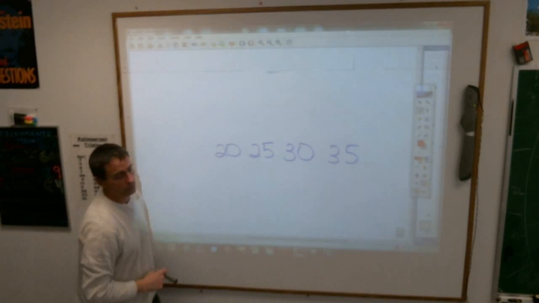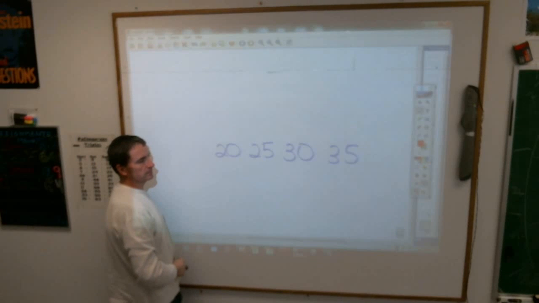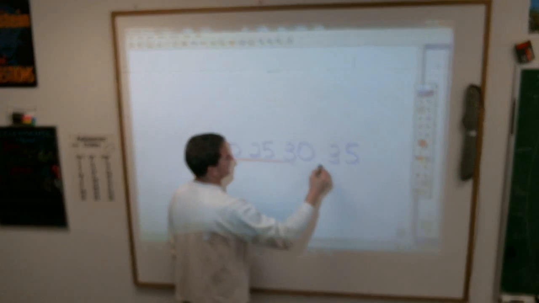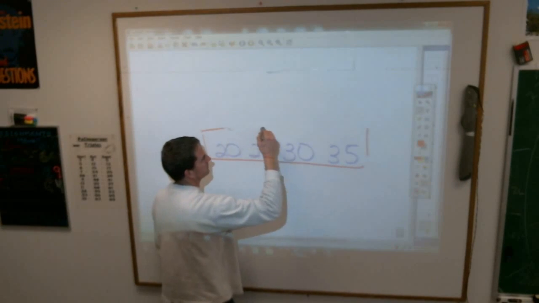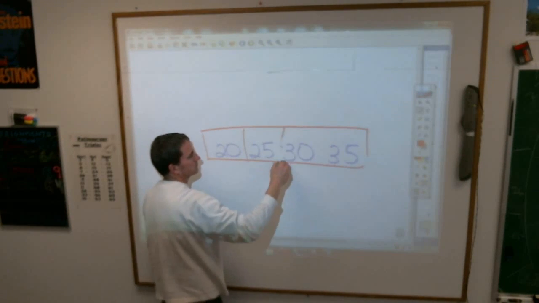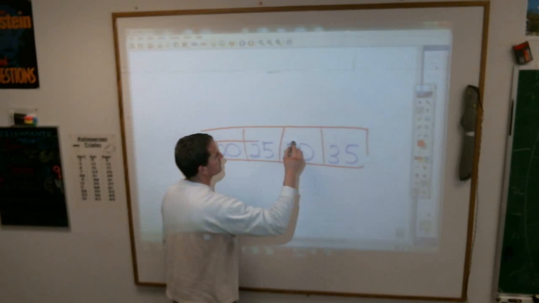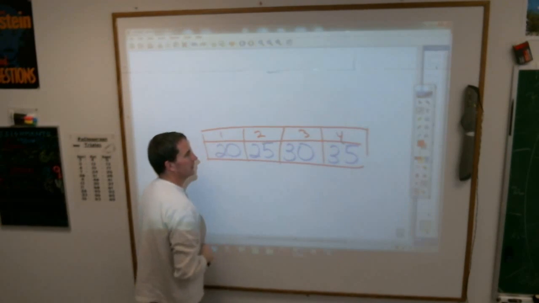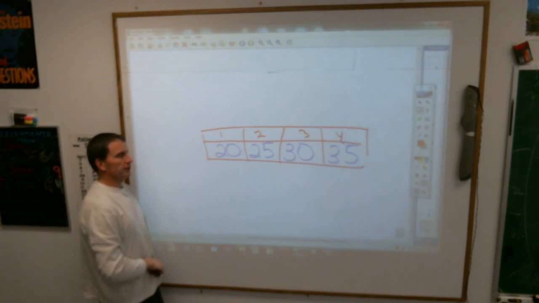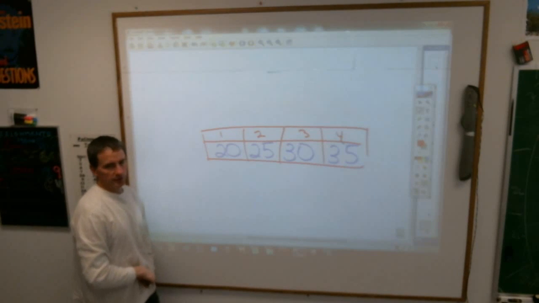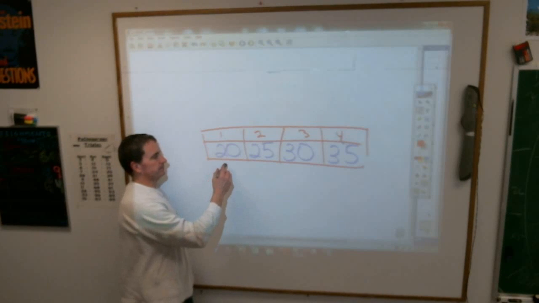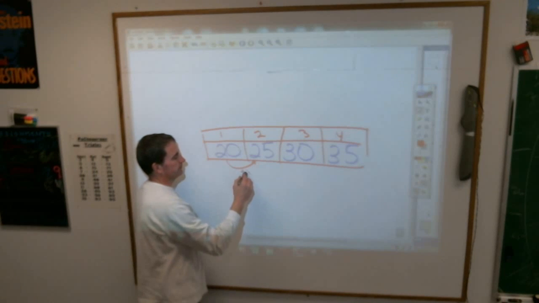Step number 1 is to do what? Isabel? Make a box around it. This is term 1, term 2, term 3, term 4. Number 2, figure out what you do between terms. What am I doing between terms? Yeah, I'm adding 5.